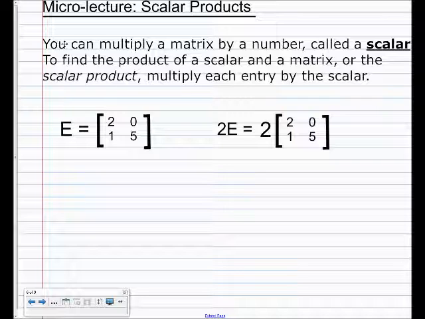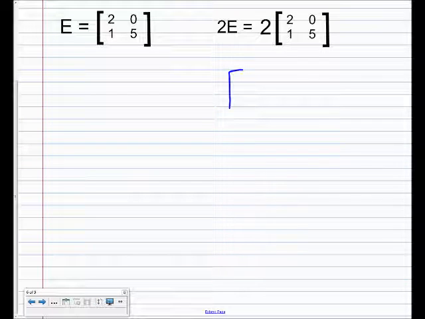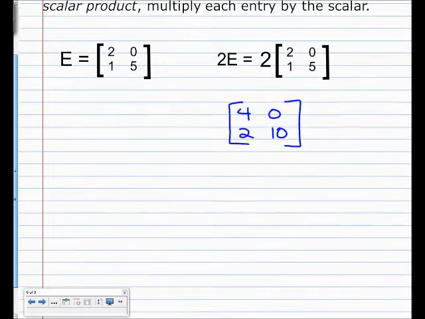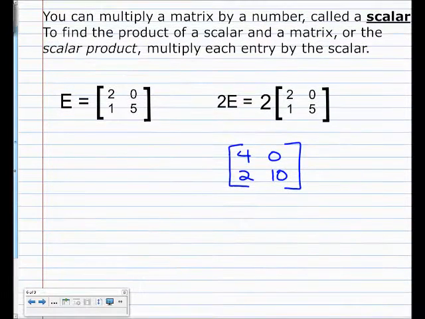and students have already asked me this, and you guys are correct. All you do is multiply every single number in matrix E times 2. So it'll become 4, 0, 2, and 10. Notice, did the dimensions change? It's still a 2 by 2 matrix, but all we've done is multiply every single number in there by 2. Is everyone okay? Yep. That's called a scalar product.